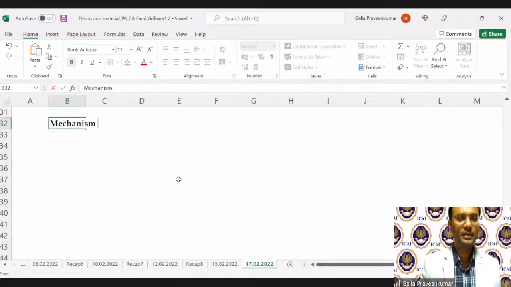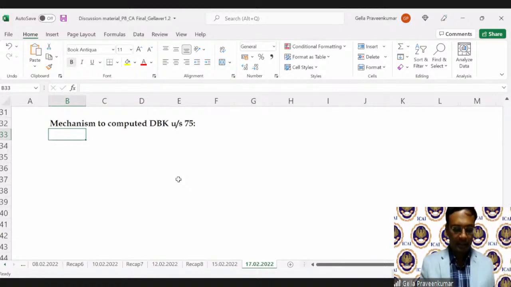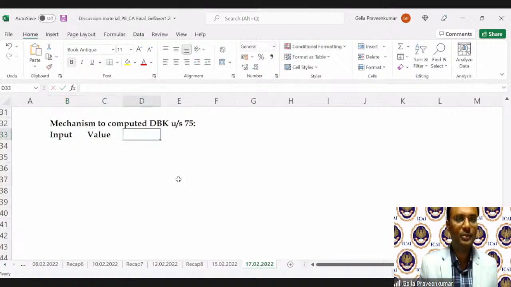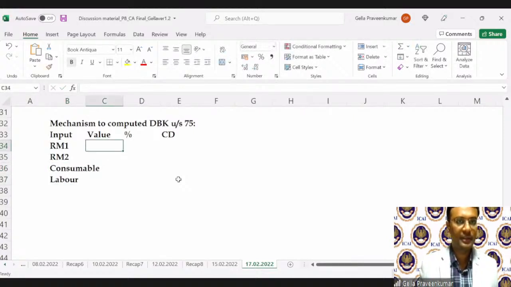Mechanism to calculate or compute drawback under Section 75. Now, I'll give an example of how this gets worked out. Let's look at input value, percentage, customs duty: raw material 1, raw material 2, then consumables, labor. So value per component when we do manufacturing.